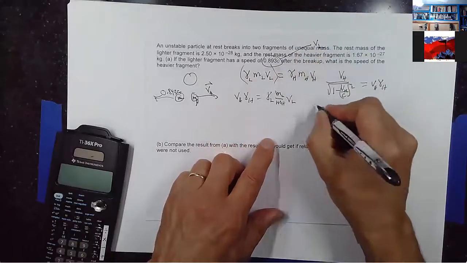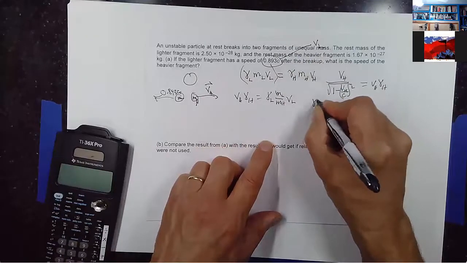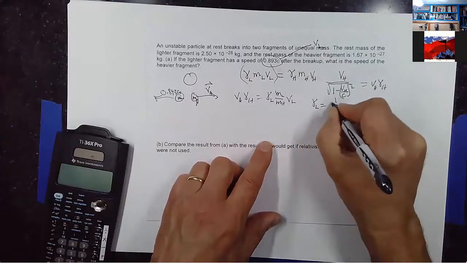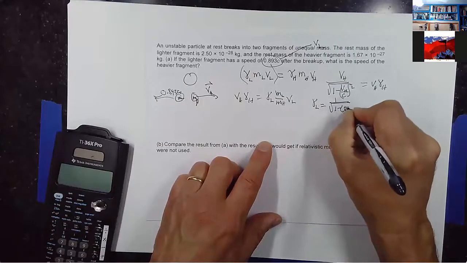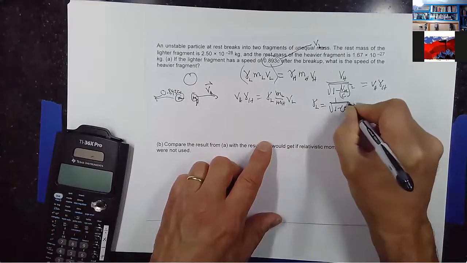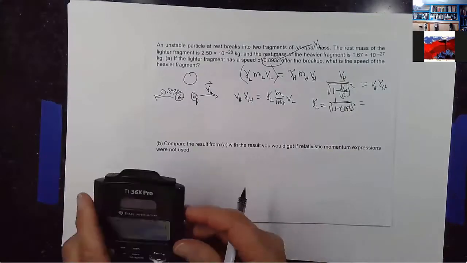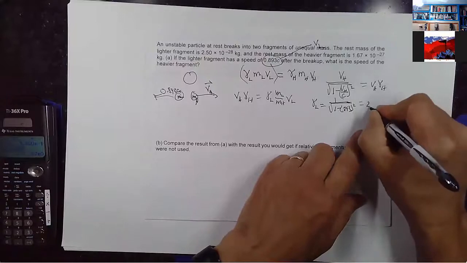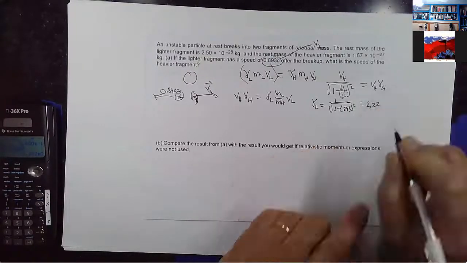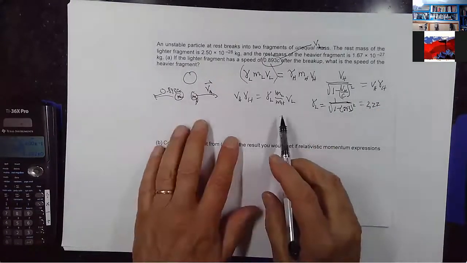Gamma sub L is going to be 1 over the square root of 1 minus 0.893 squared, and that's 2.22. So good enough on that score.